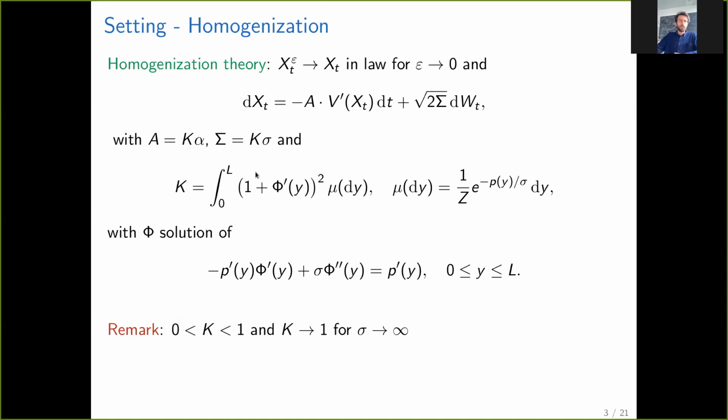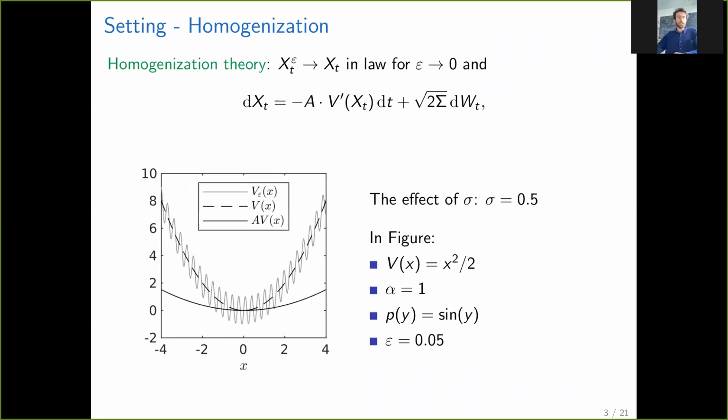And it's the average of this quantity 1 plus phi prime squared, where phi is the solution to this boundary value problem, which is taken with periodic boundary conditions. So analytically, one can show that this coefficient K lies between 0 and 1, and in particular that K goes to 1 if the diffusion goes to infinity. So let's see graphically what this means. We have the same picture as before: the slow scale potential and the multiscale potential. This is the slow component of the multiscale potential, and this is the multiscale potential, to be precise.